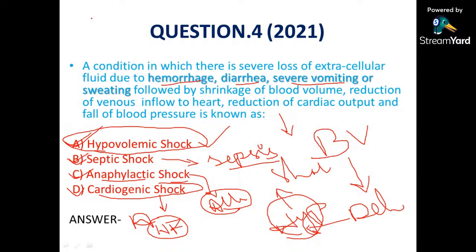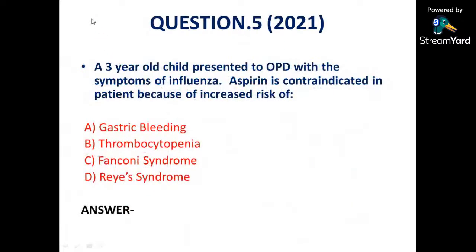I think this is clear to you all. Now the final question is a little bit interesting. A 3-year-old child presented to the OPD, the outpatient department, with the symptoms of influenza. So the patient has influenza, flu-like symptoms, and aspirin is contraindicated in this patient. Because of what risk? That is the question.